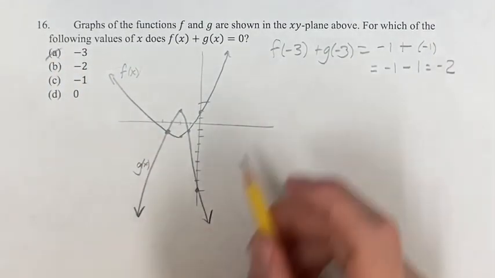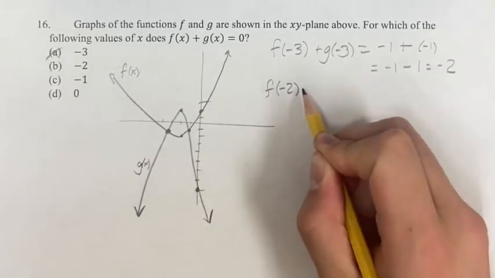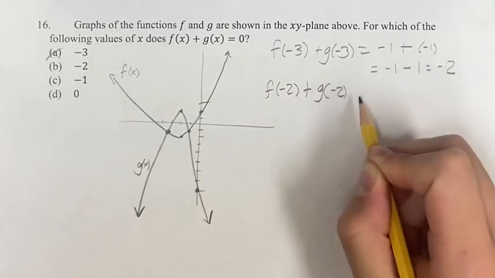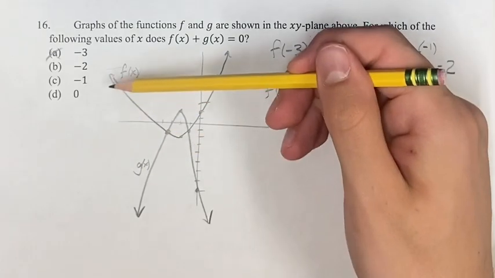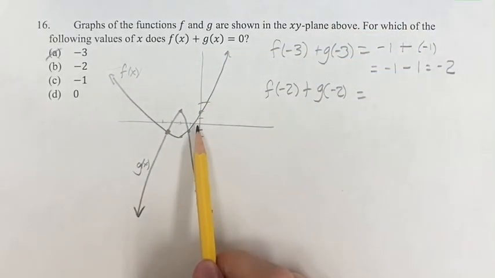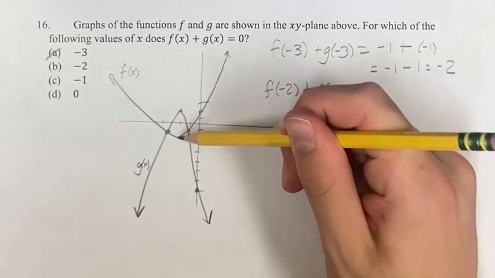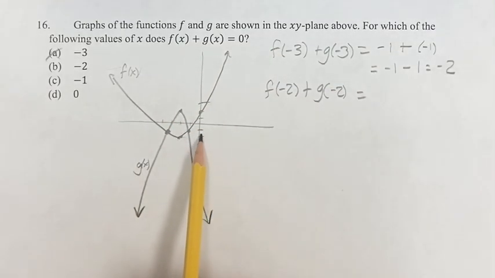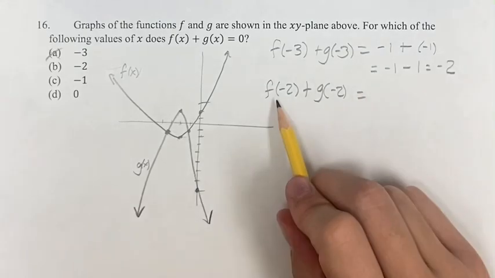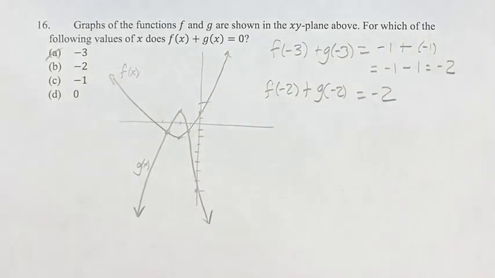So -2, similar thing. f of -2 plus g of -2 is equal to f of -2, again looking at this curve, going x direction at -1, -2, that's going to correlate with this point down here, which is going to go with -1, -2. So f of -2 equals -2.